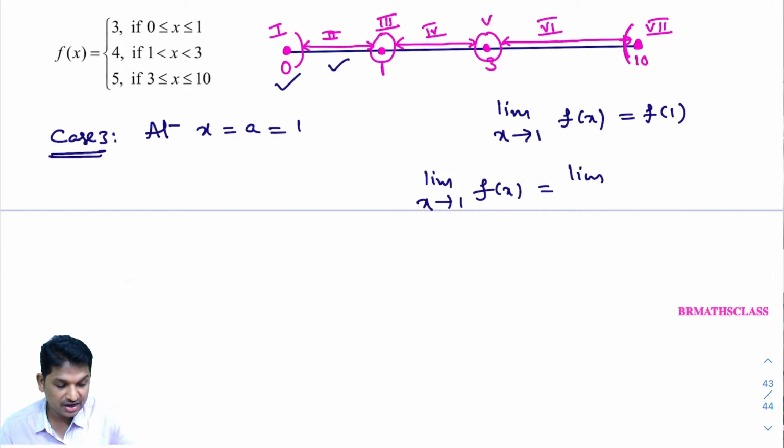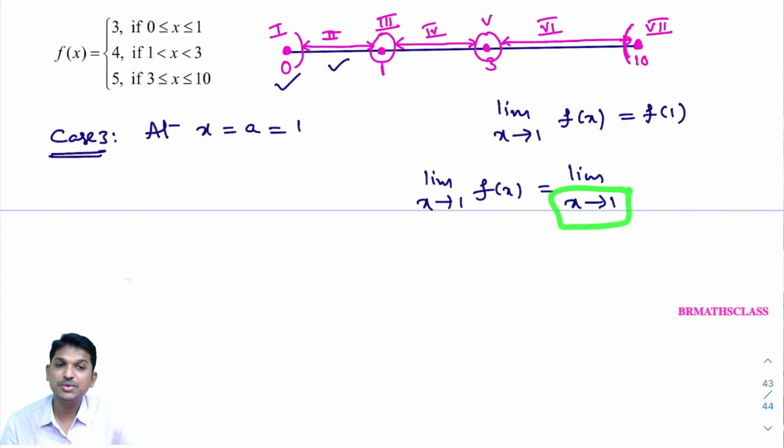Limit x approaches 1. X approaches 1, what does it mean? It means that all x values are slightly less than 1 or slightly greater than 1, but not 1. This is what we are learning from the beginning of this continuity.